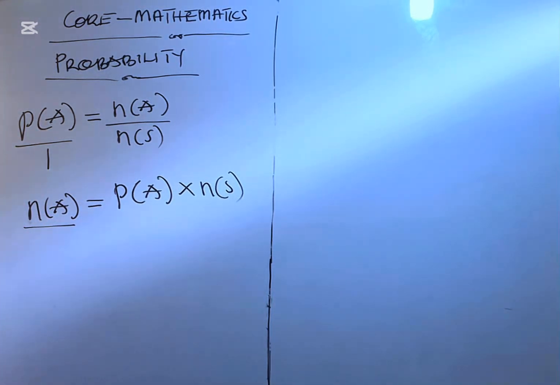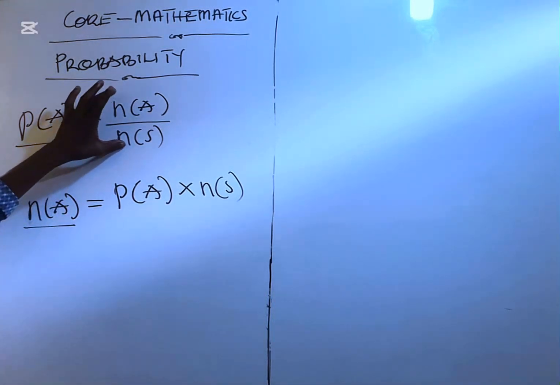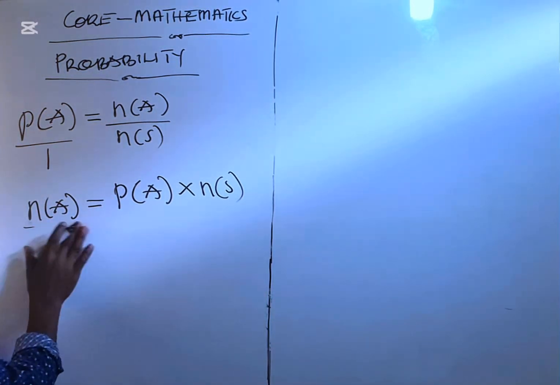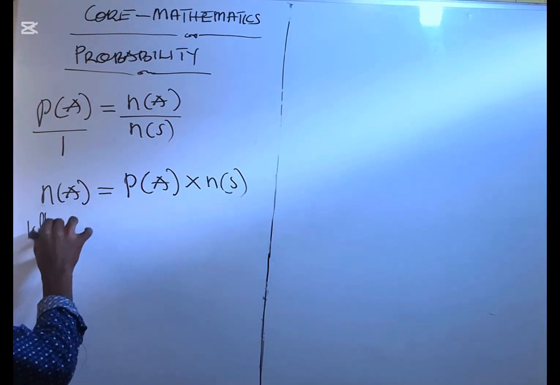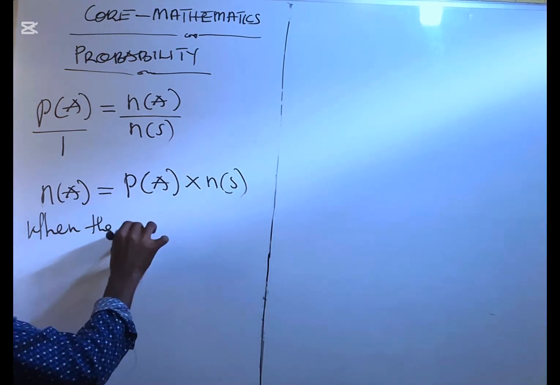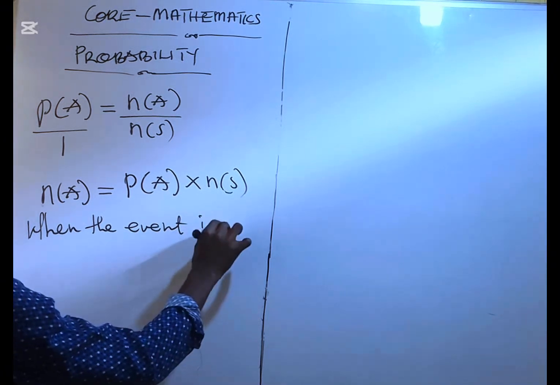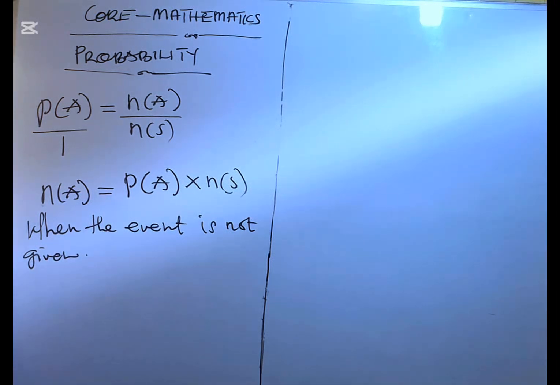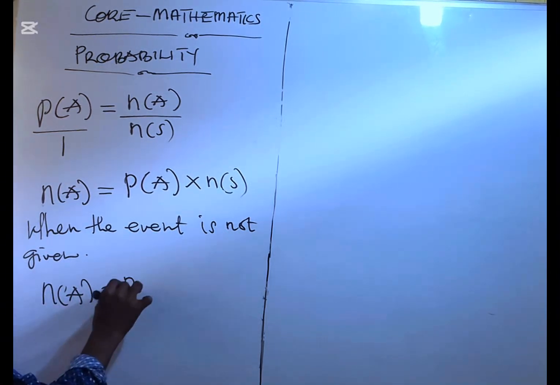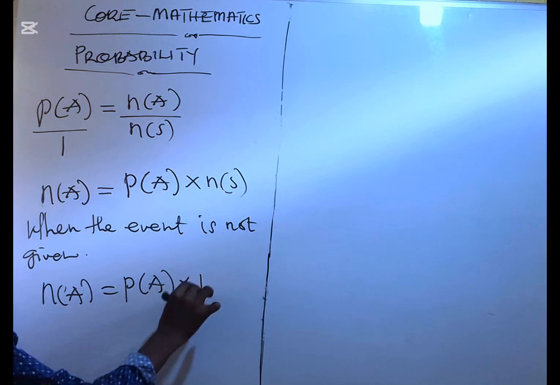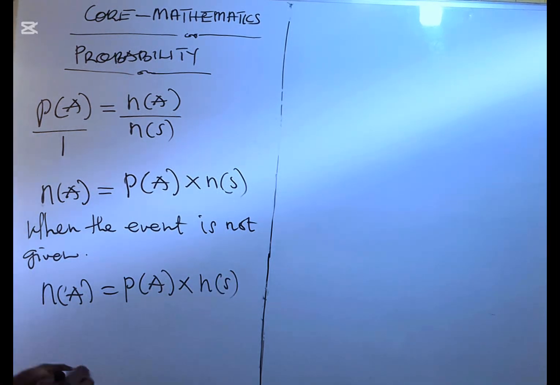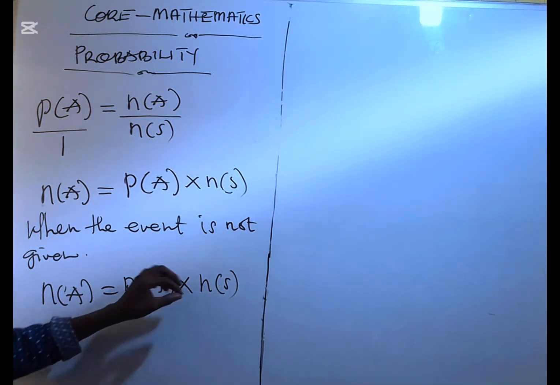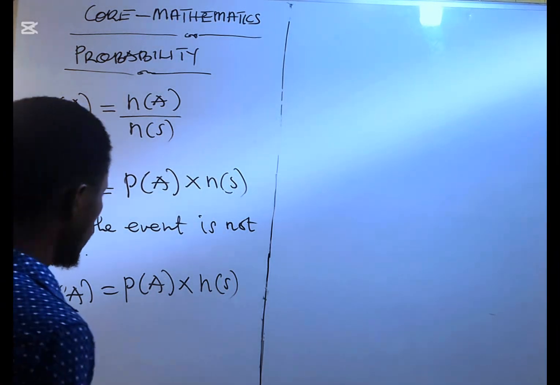So let me write this one. The event is not given. That's when we use this formula. Now, from this formula, when the sample space is not given, this is what we are going to get.